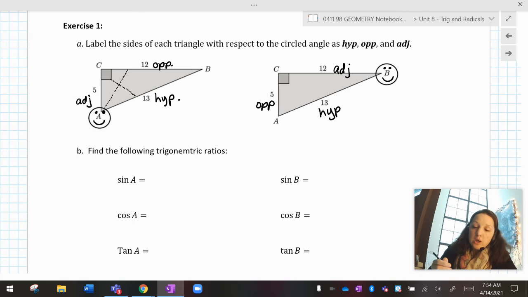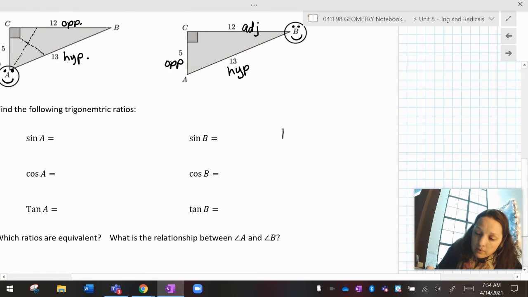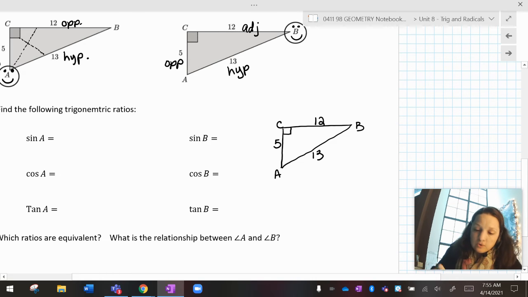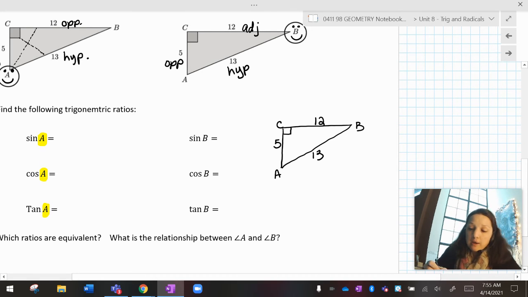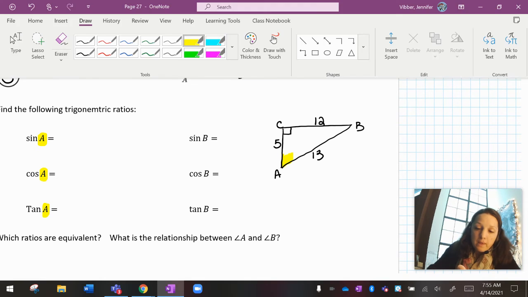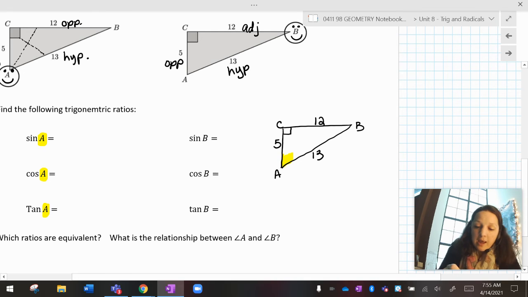Let me show you what that means. So if I come down here and it says find the following trig ratios, sine A, cosine A, tan A, I'm going to redraw that triangle just because I want to, and I'd like you to do the same. So here was A, here was B, here was C. And we said that's 12, that's 5, and that's 13. So if I want sine A, cosine A, and tangent A, it means I consider my perspective from this angle. And then I say, all right, sine A. Well, I had Sohcahtoa.